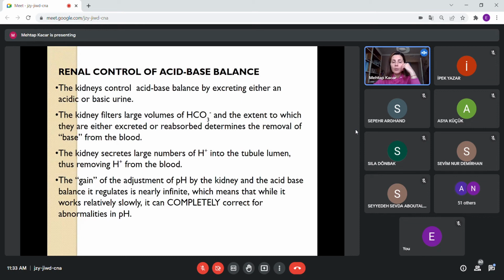Kidneys control acid-base balance by excreting either an acidic or basic urine. Kidneys filter a large volume of bicarbonate ion. We excrete bicarbonate ion and later reabsorb it. And because of reabsorption of bicarbonate, we excrete one hydrogen ion and we gain one bicarbonate ion from our kidney.